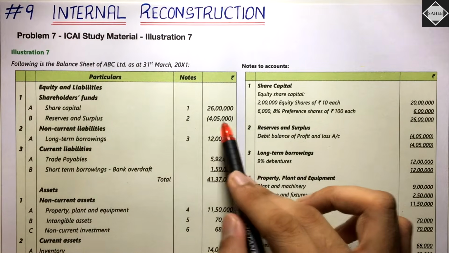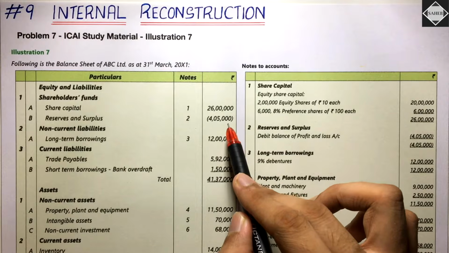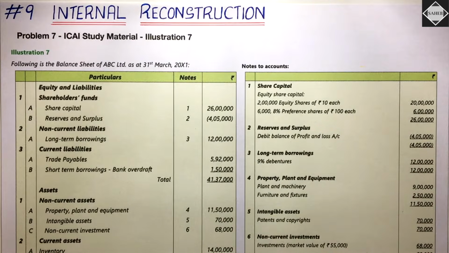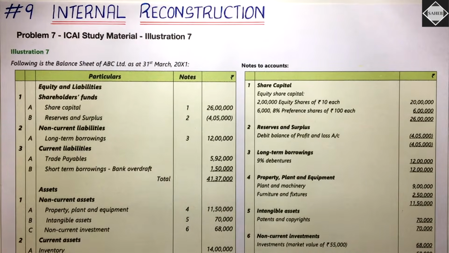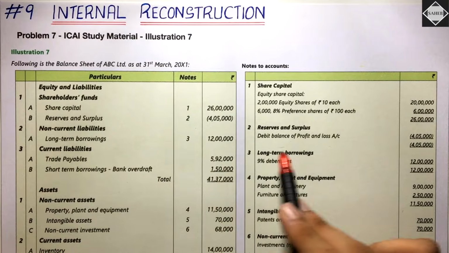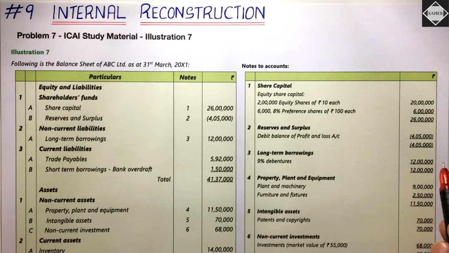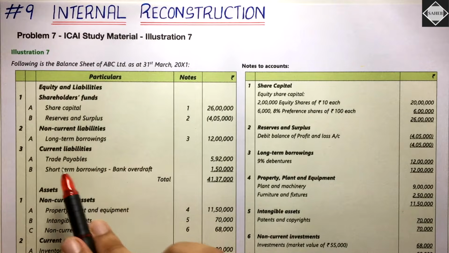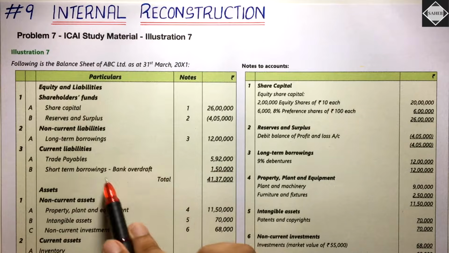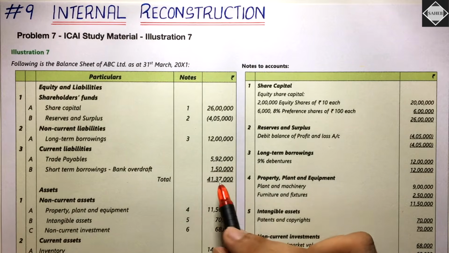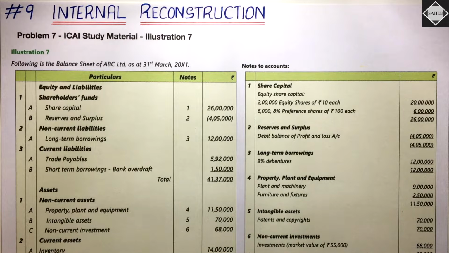And then in reserves and surplus we have 4 lakh 5,000, as you can see, in negative. So that's the debit balance of profit and loss. We have to write that off in the big entry by utilizing the capital reduction balance, isn't it? Next we have long-term borrowing, note number 3, 9% debentures of 12 lakhs. Then current liabilities: trade payables 5 lakh 92,000, and a bank overdraft of 1 lakh 50,000. So total equity and liabilities are 41 lakh 37,000.